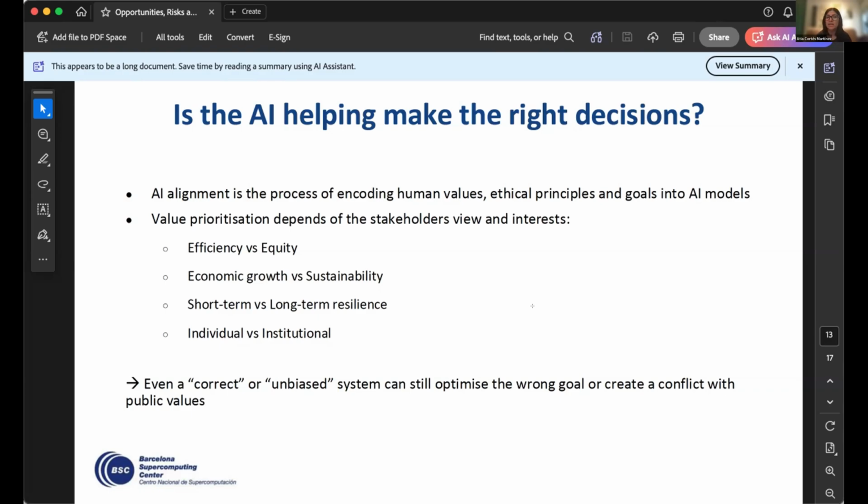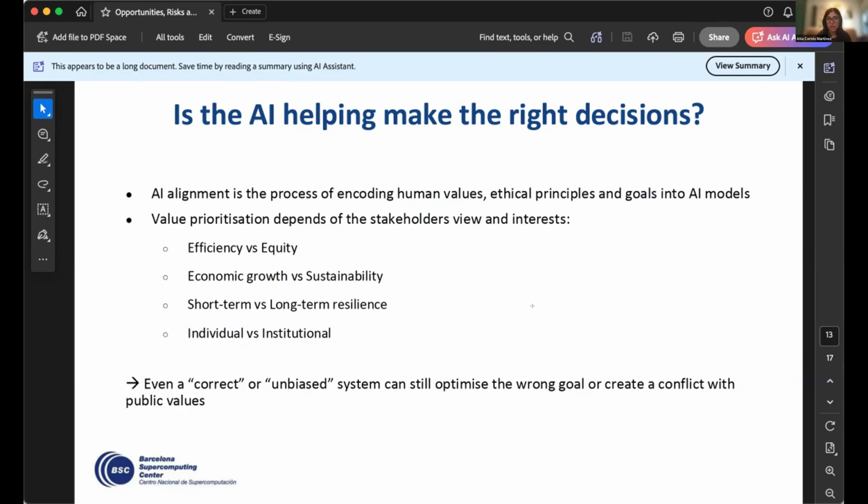This is not an easy task because obviously not everyone has the same values or ethical principles. And here there is a complex exercise in doing this value prioritization and also contrasting the opinions of different stakeholders that will have a role with this AI system, either by designing it, using it, regulating it, or whatever.